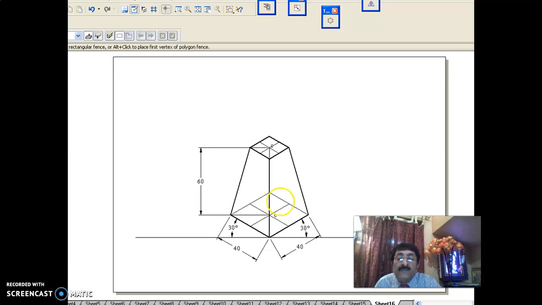This is the isometric view of a frustum of a square pyramid. Bottom square 40, top square 20 and height 60.